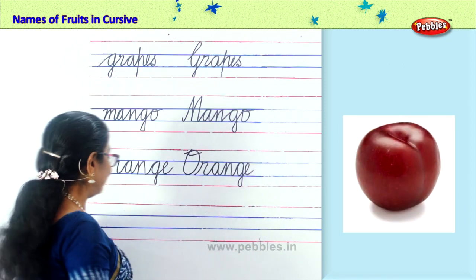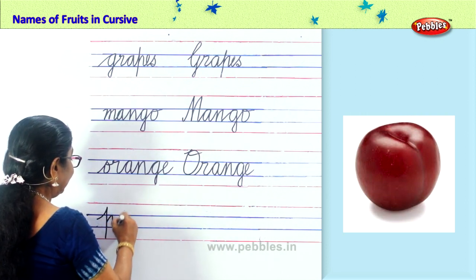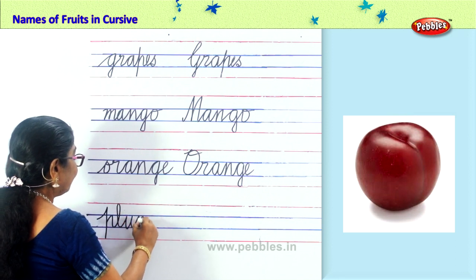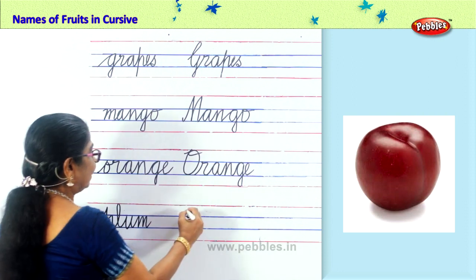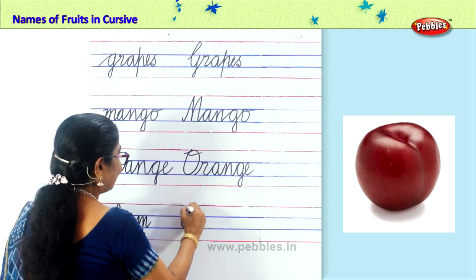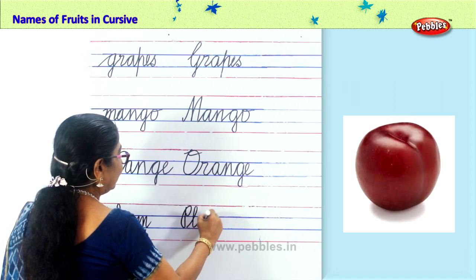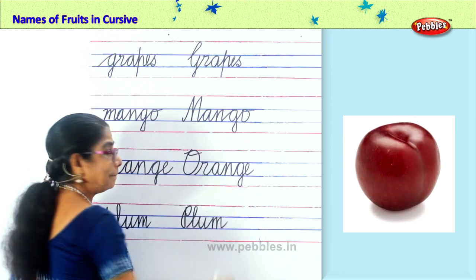Plum. Small p. P, L, U. You like a nice juicy plum? Let's write the P capital. P, L, U, M. Plum.